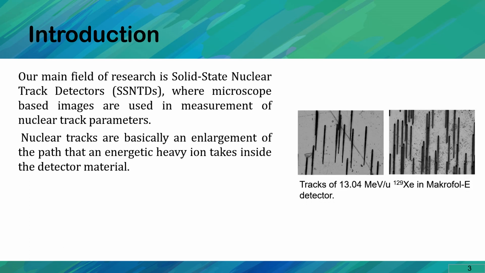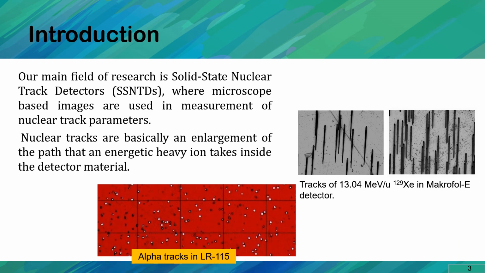This is an image of nuclear tracks of about 13 MeV per nucleon xenon ions in a macrofol detector, whose length and diameter is usually our area of interest. And these are the nuclear tracks of alpha particles in the LR115 detector.